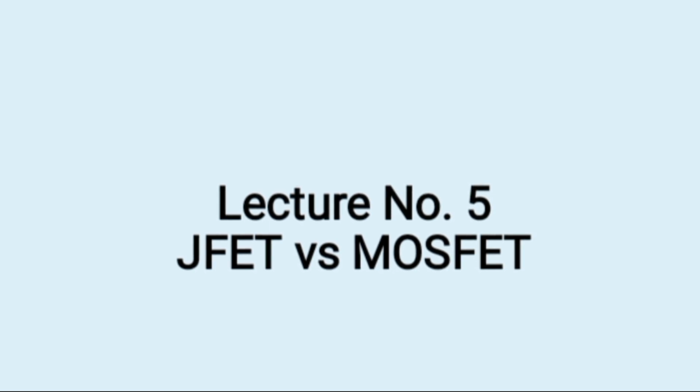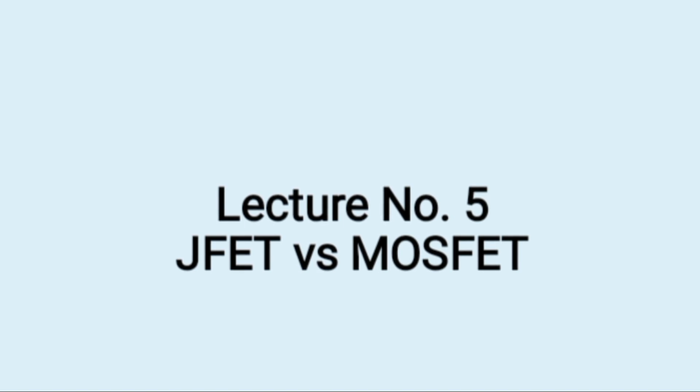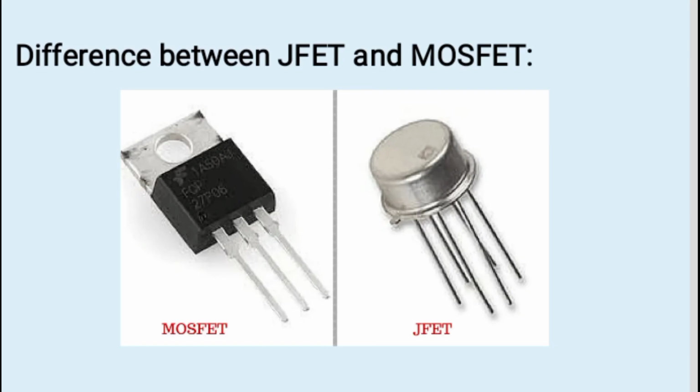Today is the 6th lecture of the series Electronic Circuits and Devices, and in today's lecture we'll discuss the difference of JFET and MOSFET. JFET (junction field effect transistor) and MOSFET (metal oxide semiconductor field effect transistor) are two types of field effect transistors, which are voltage-controlled devices used for amplification and switching of electrical signals.